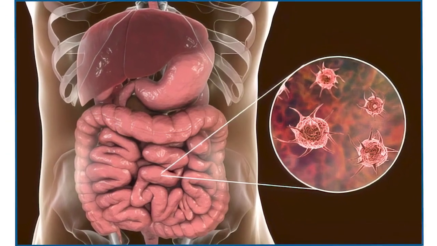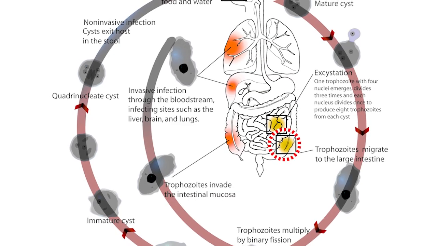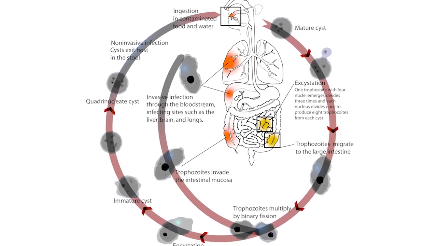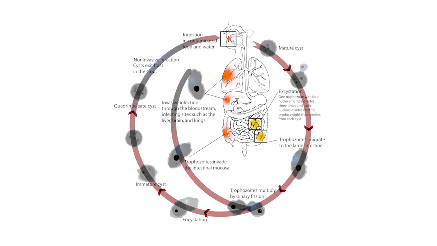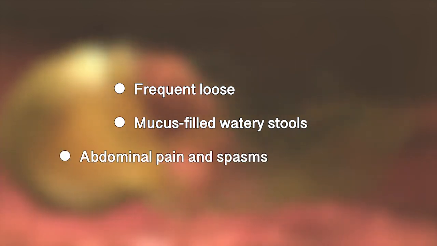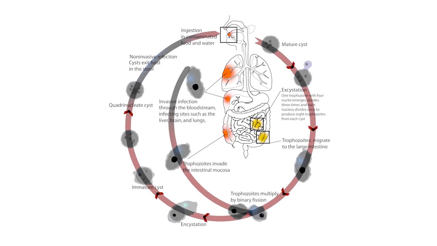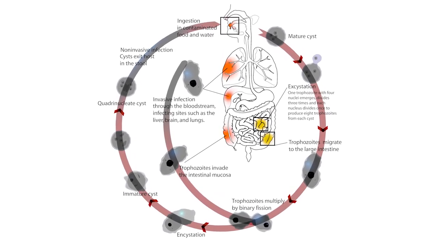Human beings get Entamoeba infection through contaminated food and water. The cyst reaches the large intestine and develops into a trophozoite, which feeds on the intestinal lining and results in amoebiasis or amoebic dysentery. The symptoms of the disease are frequent loose and mucus filled watery stools, abdominal pain and spasms. If the parasite enters the blood circulation, it can affect other human organs such as liver, kidney, etc.